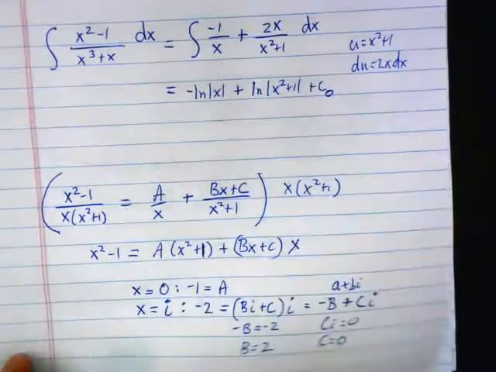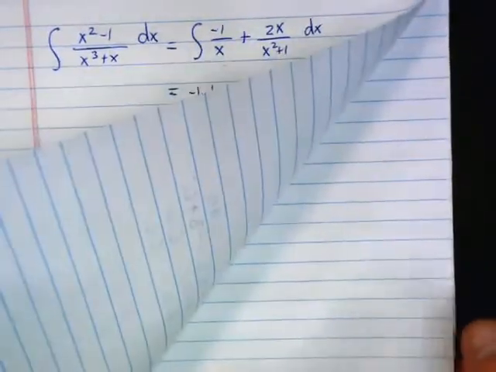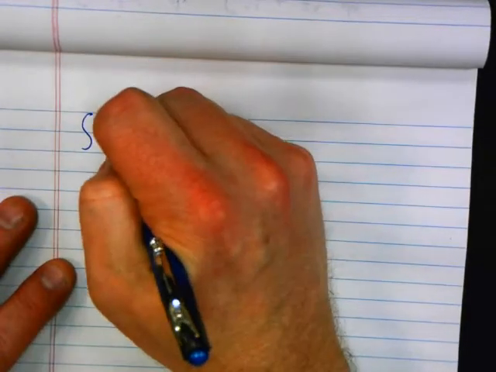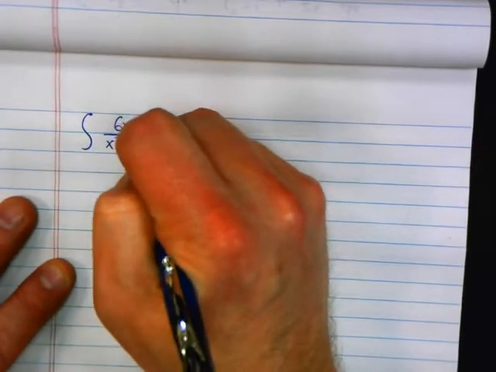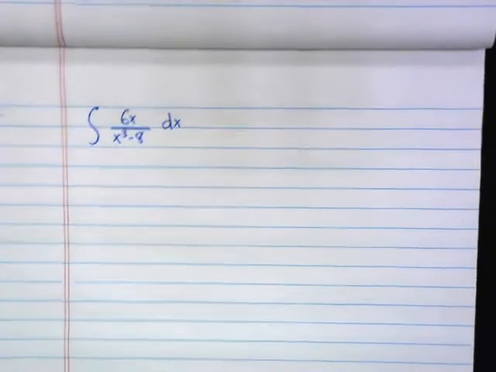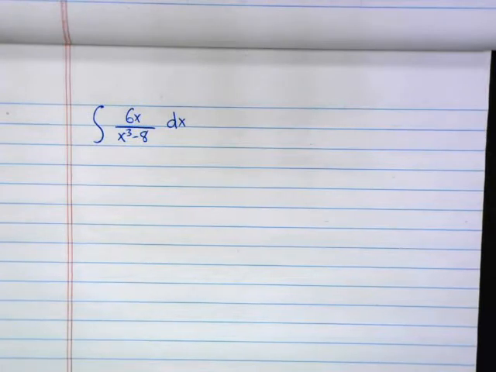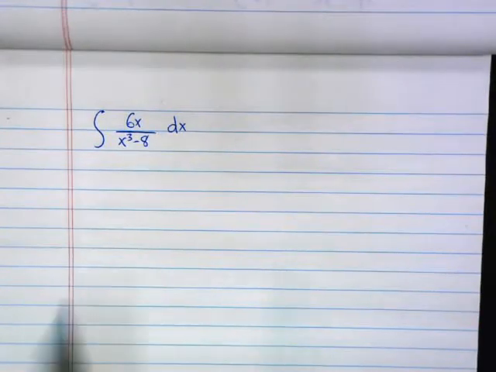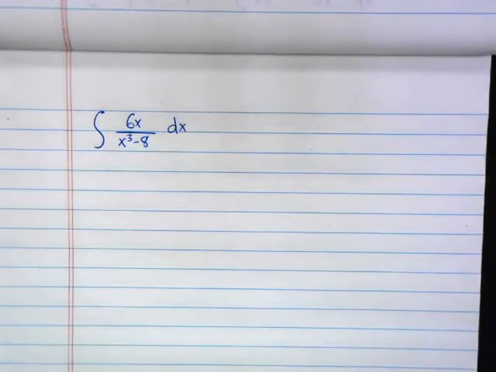All right, let's see what else we have in here. Integral of 6x over x cubed minus 8 dx. Can you use u substitution? No, unfortunately. If this were a 6x squared, then we could use u substitution. Or if that was x squared minus 8, I could use u substitution, but unfortunately I cannot use u substitution.